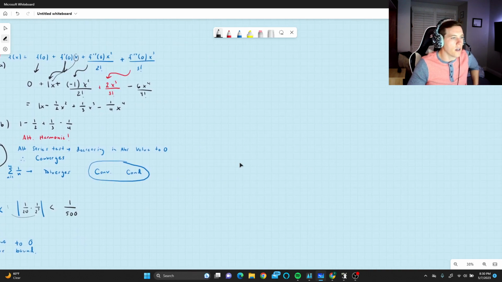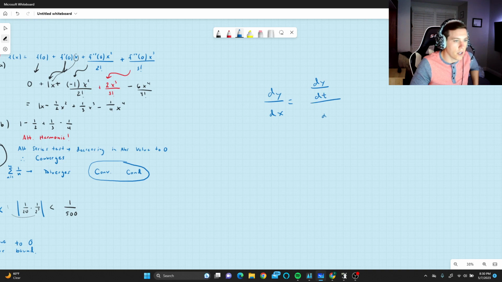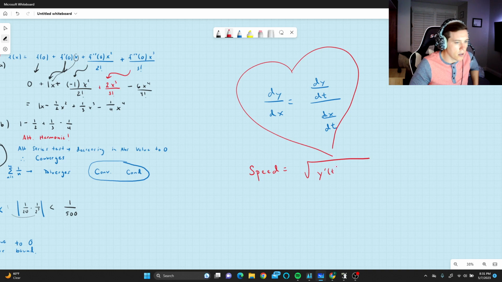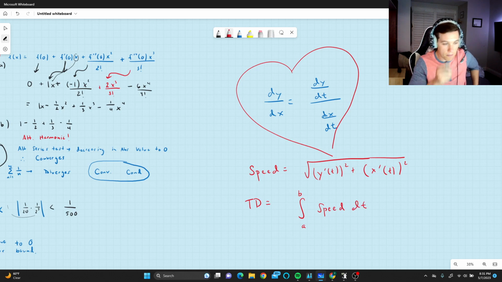Other things real quick. Don't forget dy over dx in polar land or parametric land is dy over dt all over dx over dt. Don't forget this formula. That's a big one for polar or parametrics. Don't forget your speed formula for parametrics. Square root of y prime of t squared plus x prime of t squared. If I ask for total distance, remember it's the arc length formula. So from A to B of your speed with respect to t.